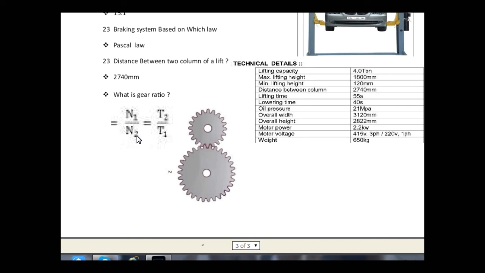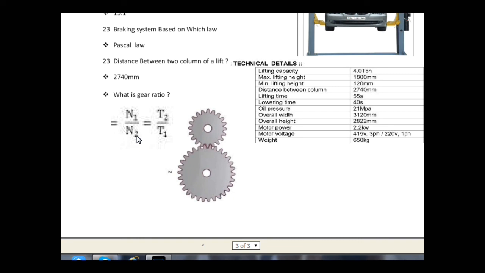The next question is the distance between two columns of a lift. The distance between two columns of a lift is 2740 mm. And here is the most common detail regarding these two lifts. Here the distance between the two columns is 2740 mm.